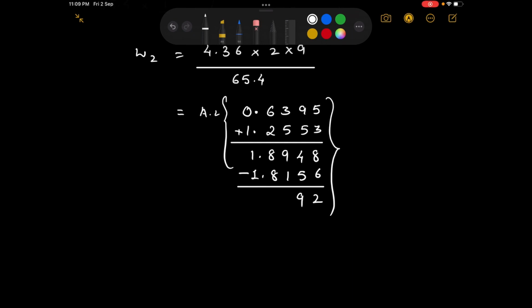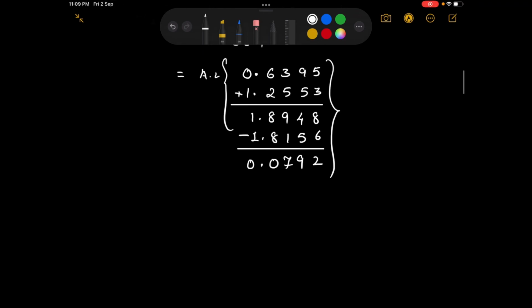8 minus 1, that is a 7, and 8 minus 8 is a 0, and the antilog of 0.07 and 9 mean difference 2 is 1200. You put a decimal after one digit, and this is the mass of aluminium in grams, that is 1.2 grams. Thank you.